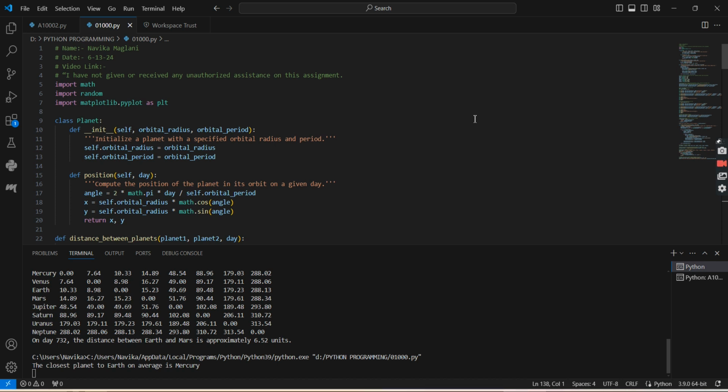Questions. What is the distance between Earth and Mars on day 732? On day 732, the distance between Earth and Mars is approximately 6.52 units.